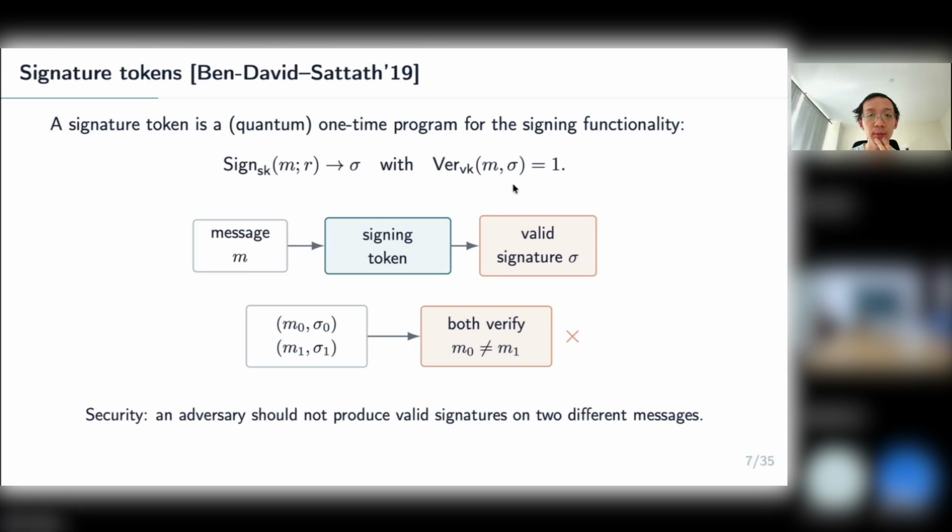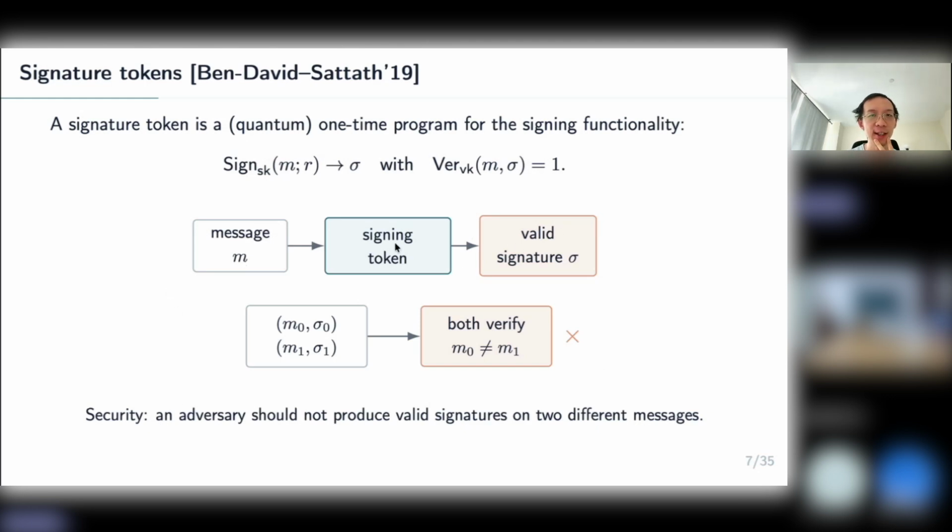And yeah, with the promise that the signature is going to be publicly verifiable. So anyone that has the verification key, which is public, can check that the signature is valid according to this message. And the signature token is just a quantum program that allows you to sign once. So the signing token is some quantum program that, once you combine it with some message M, there is a procedure for you to produce one valid signature for M.